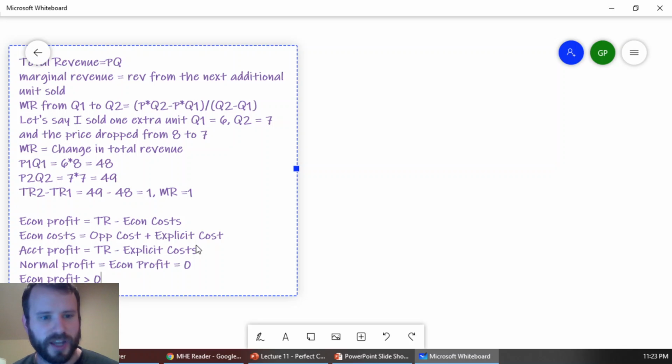Okay, so if there's positive economic profit for being a baker, you'd expect that in the short run, people would want to enter into and become bakers, so that eventually the economic profit goes to 0, normal profit. Okay.